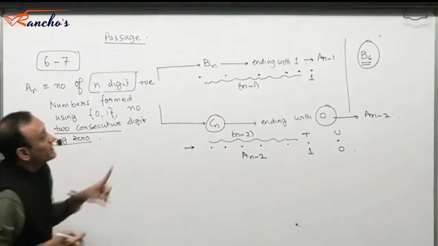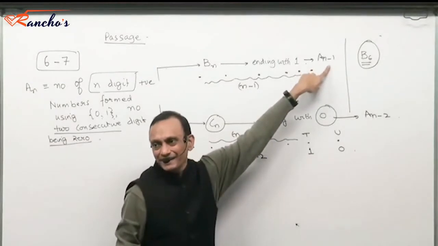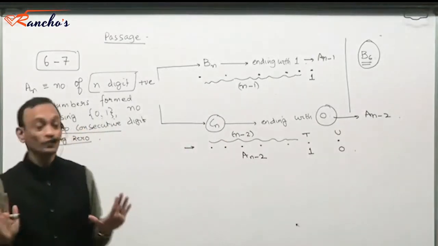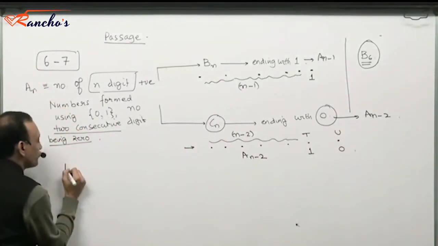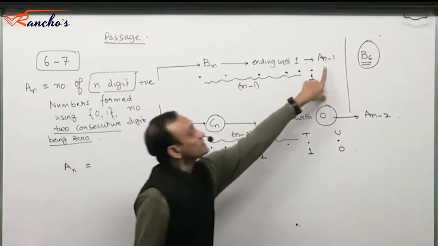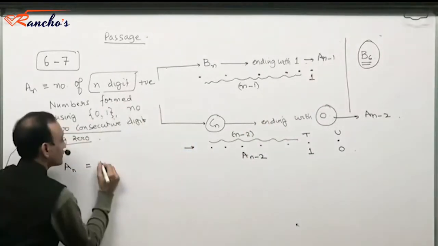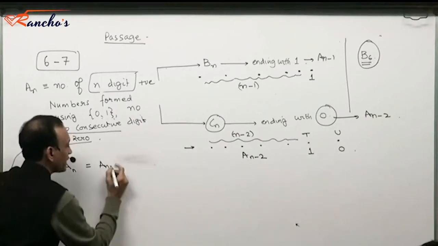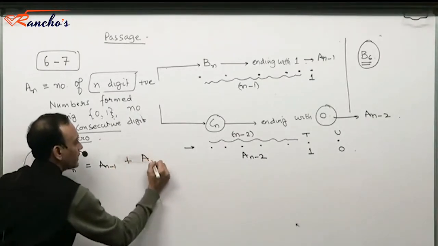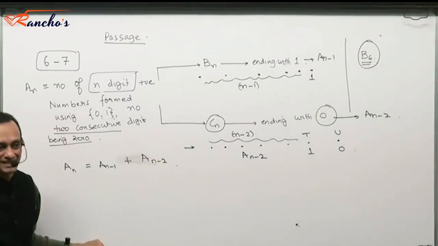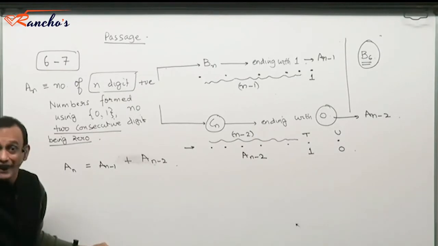Right? Which means Bn must be equal to An minus 1 and Cn must be equal to An minus 2. Yes or no? So can I say An, the count for n with the same property, is An minus 1 plus An minus 2? Can I say this? Yes or no? It's like the Fibonacci sequence. You know that, right? Similar property, right?